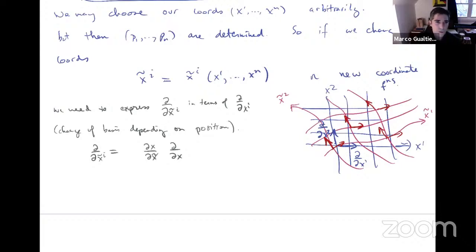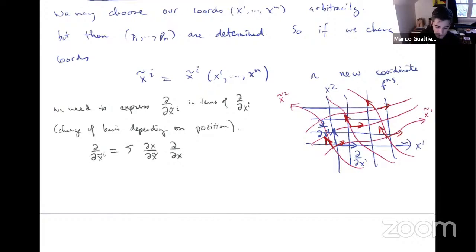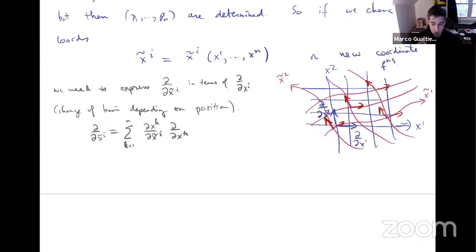So, you've seen this type of formula before. The difference is just that we're in n dimensions. So this will be a sum over k, and we're differentiating with respect to x tilde i. Okay, so this would be your change of variables formula, or your change of basis. This would be your change of basis matrix.